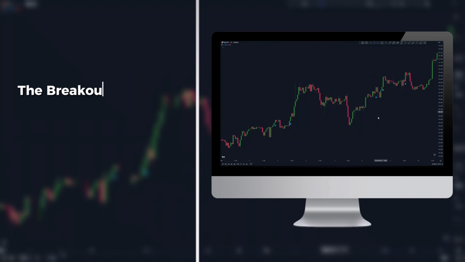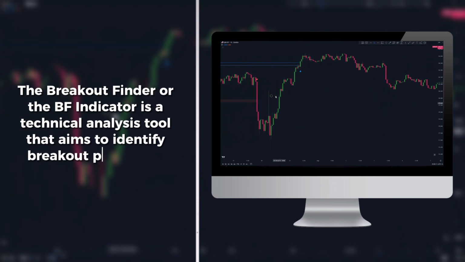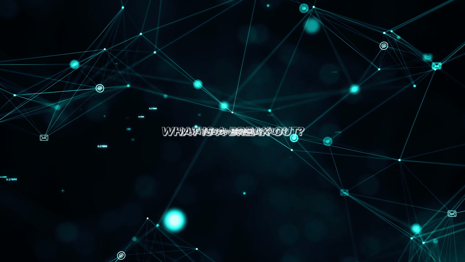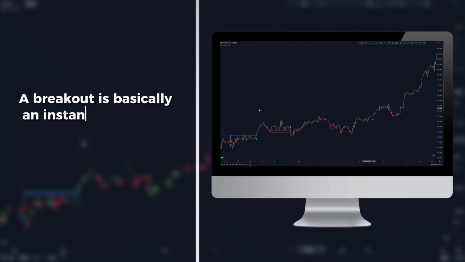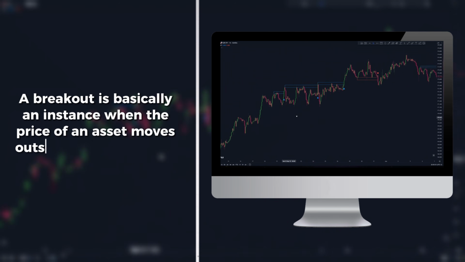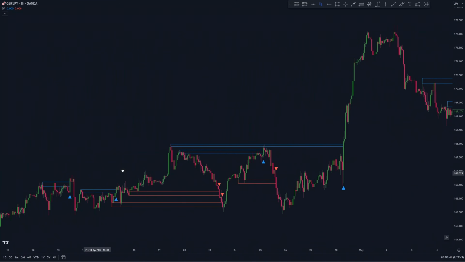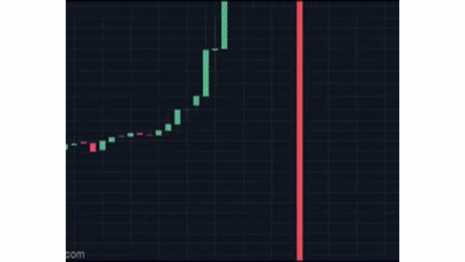The Breakout Finder, or the BF indicator, is a technical analysis tool that aims to identify breakout points in a price chart. But what is a breakout and why is it so important? Well, a breakout is basically an instance when the price of an asset moves outside of a defined range or boundary. Traders often look for these breakout points to make trading decisions, as they can signify potential major price movements.